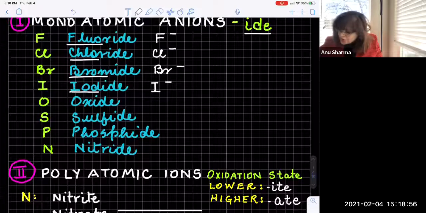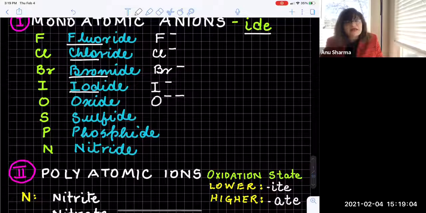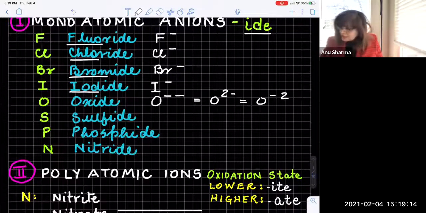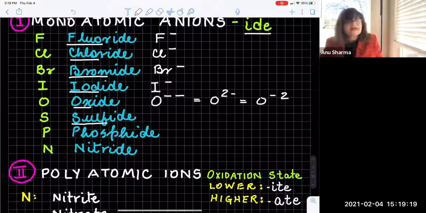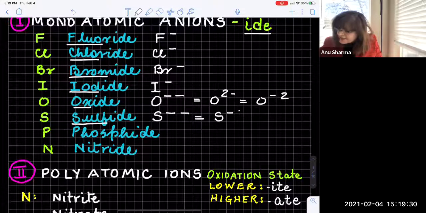Now look at oxygen. Oxygen is in group 6A. That means the charge is going to be 2 negative. You can write it like this, or you can also write it as 2 minus, or you will also see it as -2. All of them are correct. So oxide. Similarly, sulfur by itself becomes sulfide. And since sulfur is in group 6A, the charge on sulfur is S -2 or S 2 minus.